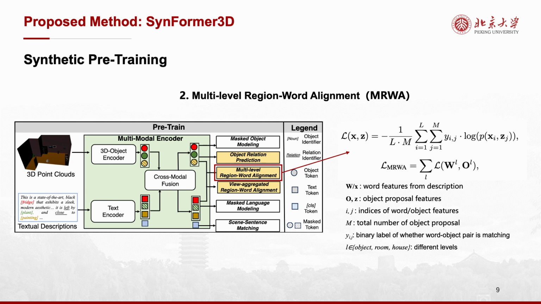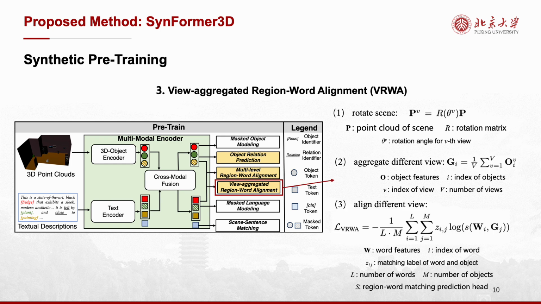Secondly, 3D tasks and operations involve multilevel targets with varying granularity, ranging from object and room to the entire scene. To achieve multilevel alignment, we align regions and words at object, room and scene levels respectively. Thirdly, perspective changes when executing operations, which makes view-aggregated alignment critical. Therefore, we introduce the view-aggregated region word alignment. We rotate the point cloud of a 3D scene to different views and aggregate multi-view information for all objects. To achieve precise alignment between regions and words, we perform region phrase matching besides aligning scene and text descriptions.